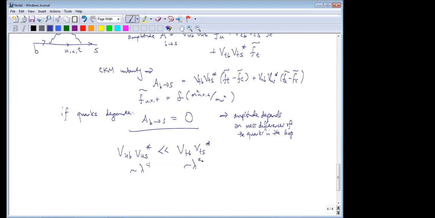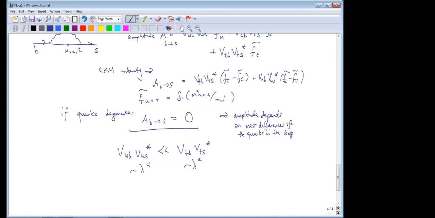So what we see from this is that here the top quark in the loop is dominating. That's kind of expected, right? This is a more important part of the process. So very often when we have these types of transitions, B to S, it's going to be the top term that's going to dominate.